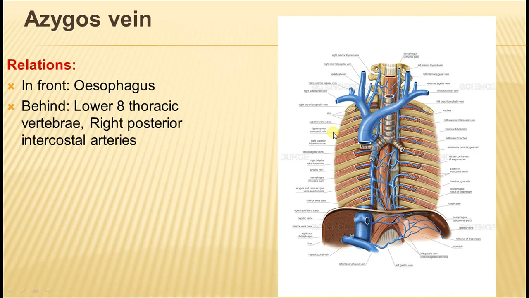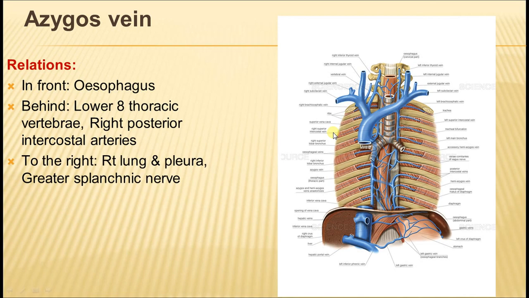To the right side it will be related to the right lung and the pleura, and you know that on the mediastinal surface of the right lung, above the hilum, there is an impression for the arch of the azygos vein. Then it is also related to the greater splanchnic nerve. The greater splanchnic nerve is actually a medial branch from the sympathetic trunk. I will come to it later in the autonomic nervous system of the thorax. To the right side these are the relations.